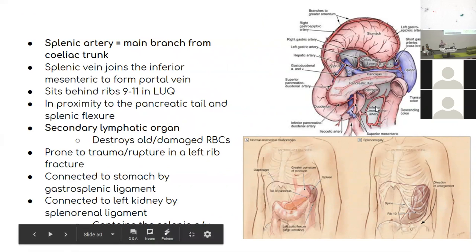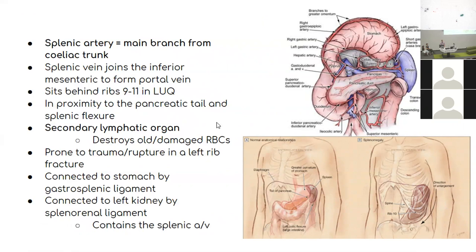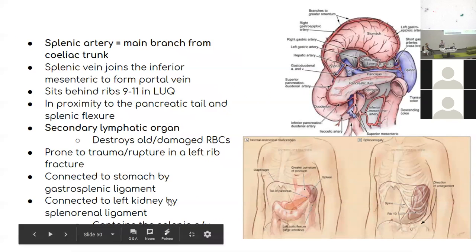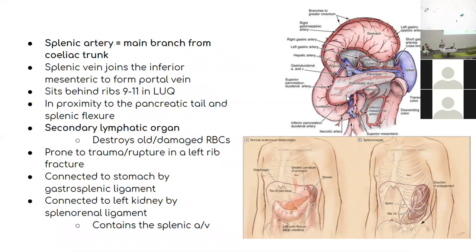It's a secondary lymphatic organ, so it's going to be recycling and destroying your old and damaged red blood cells. It's very prone to trauma. So a common story is if you've got a footy player or a rugby player that's fallen on their left-hand side, they've fallen on someone's boot or something sharp, and they've ruptured their spleen, so that's going to have to result in a splenectomy. And just some connections. So it's connected to the stomach, which is also on your left-hand side by the gastrosplenic ligament, and to the left kidney by the splenorenal ligament.